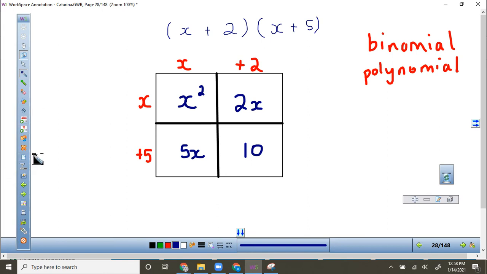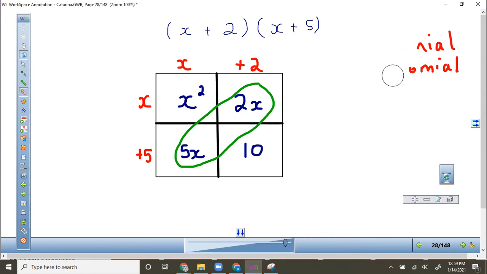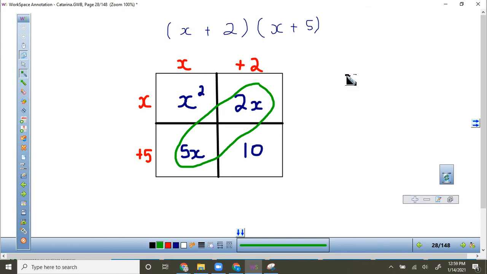So when you put all that together, it's not quite as simple as when we're dealing with numbers, but you should be able to simplify at least some parts of this. And if I look, I can combine these terms. And then I can write together and combine what I can. So when I combine these, I'll end up with x squared, 5x and 2x is 7x, and then plus 10.